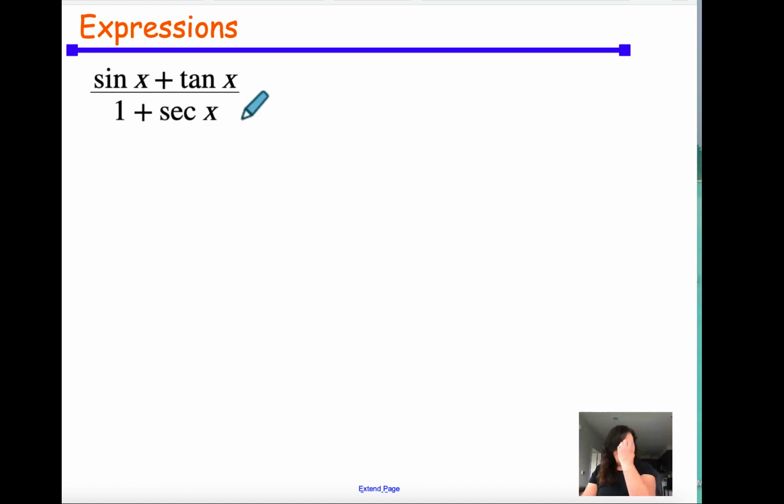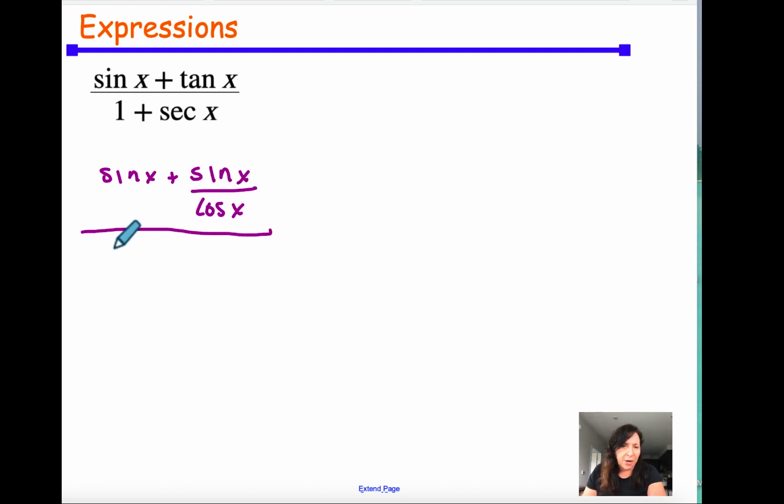So one more expression. This is a division. I think I'm just going to change everything to sine and cosine first and then see what we have. So I have sine of x plus tangent, which is going to be sine of x over cosine of x. And that's divided by this on the denominator, which is 1 plus secant of x, which is, secant is a reciprocal of cosine. And so I'm going to put that like that.